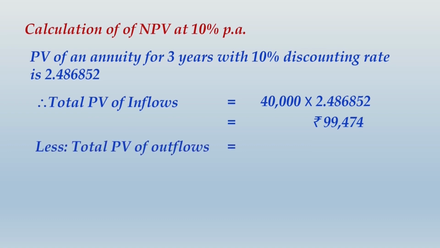From that, you subtract the total PV of outflow, that is 91,329, and you get the resulting NPV as 8145. Now, the next thing that the question is asking you to do is to compute IRR. One thing is for sure, that NPV of the project at 10% discounting rate is a positive NPV. That means the project must yield a higher rate of return, higher than 10% definitely.